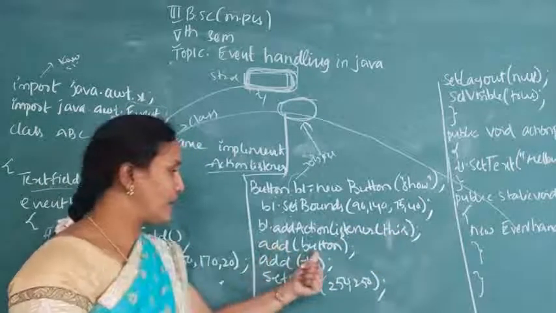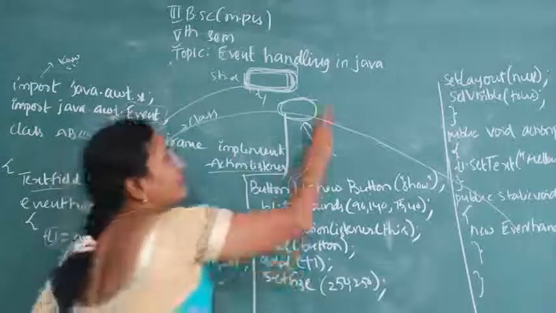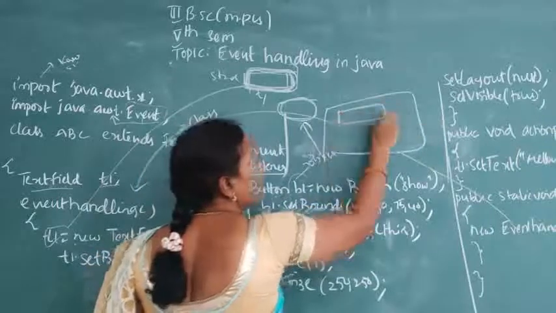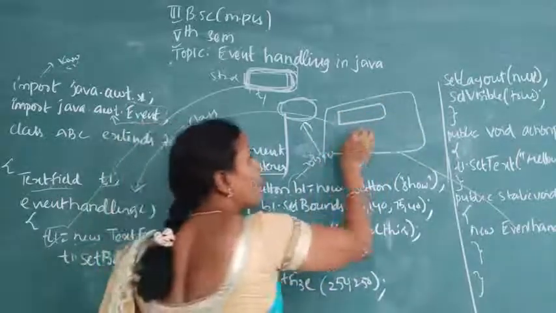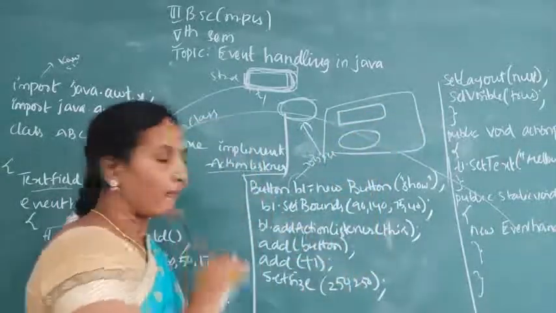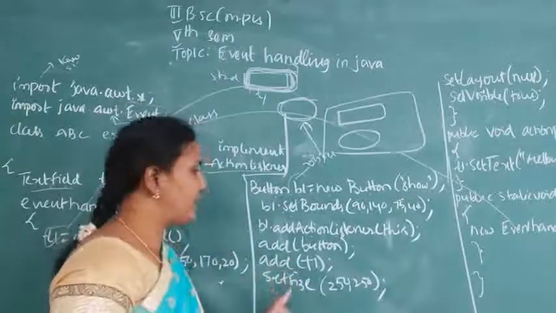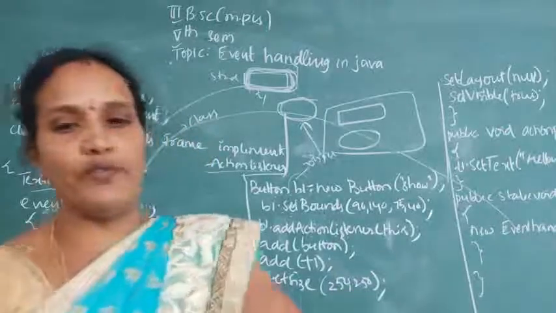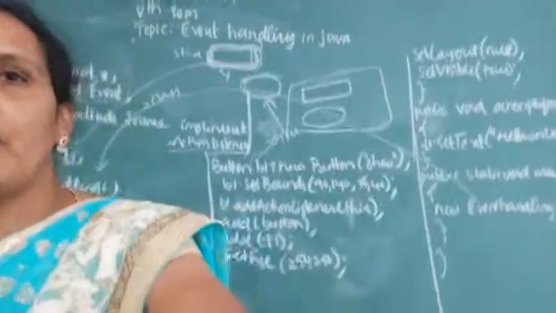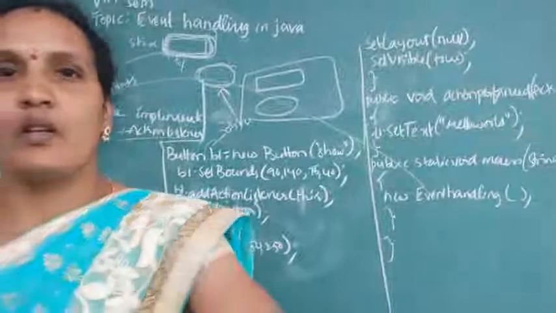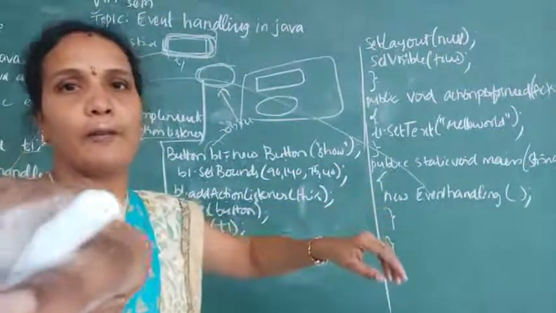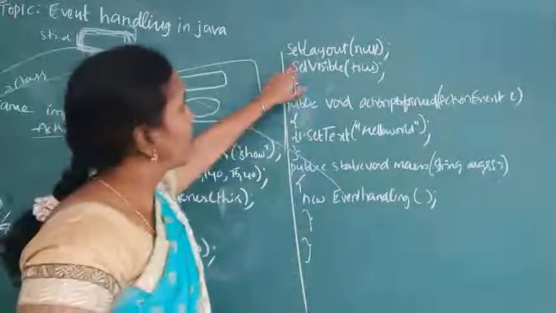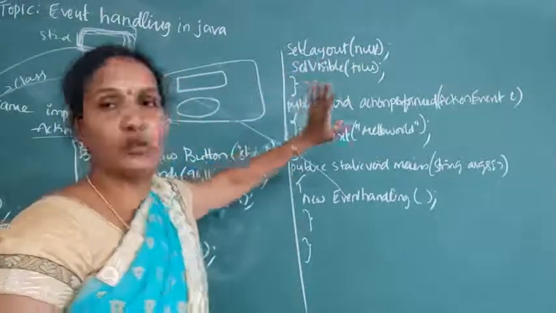Now add the button, add these two on the screen. For example, this is your screen. The first one is text field we are adding. Next one button we are adding. Understood? After adding, set size of the screen. The total scale of the screen is 250 and 250. Understood? Now come to the one more. See here, you can see. Set layout null, set visible true.